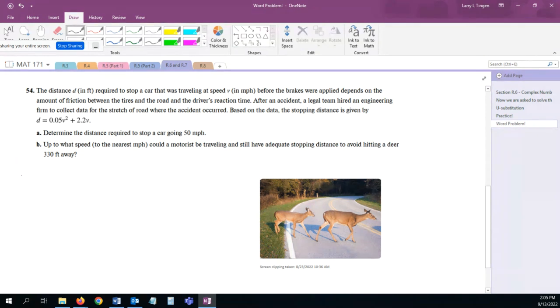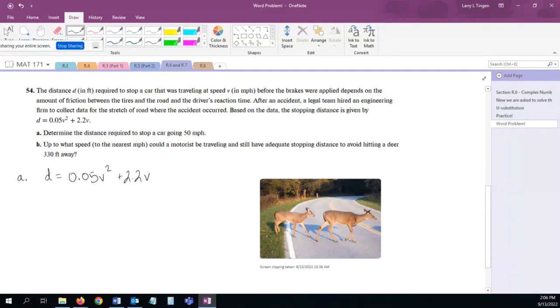Okay, so let's tackle part A. Part A says, my equation says that the distance to stop is equal to the square of the velocity, the speed the car is traveling, times 0.05 plus 2.2 times the velocity of the car. Okay. One of these is the brakes, the friction between the tires and the road, and one of these is reaction time.